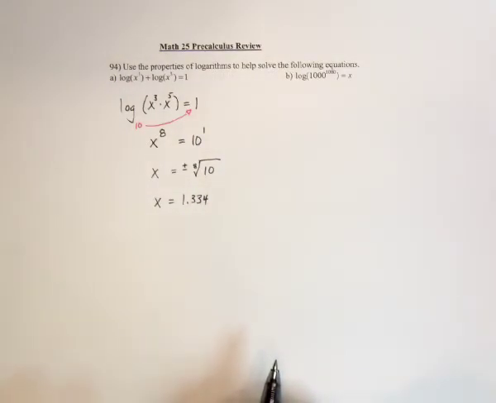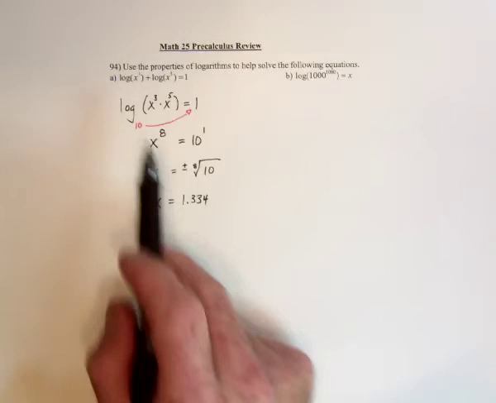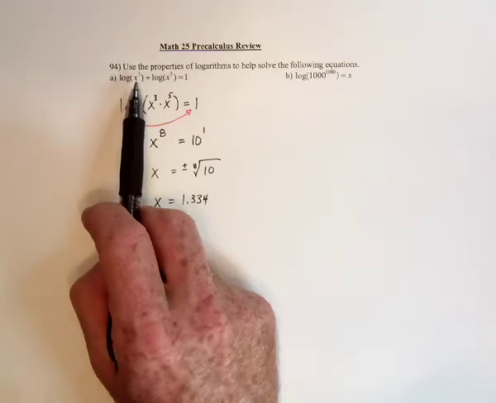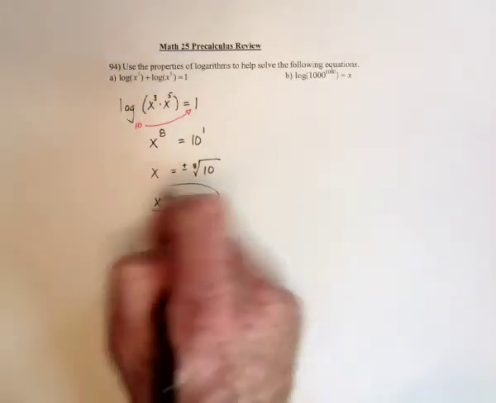but then I'm going to throw away the negative answer because if I put the negative answer in here and cube it, that's going to be a negative, and you can't take the log of a negative. So we only keep the positive answer.